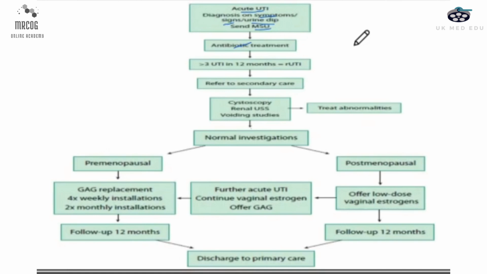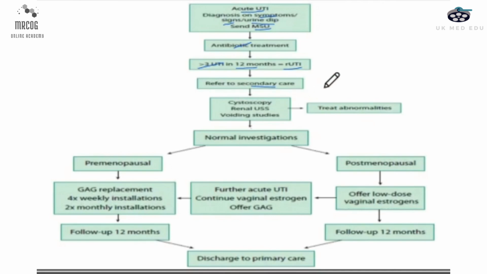Now, here is where it gets interesting. If the patient has had more than 3 UTIs within 12 months, we classify it as a recurrent UTI. So, what's the next step in recurrent UTI? We don't keep managing recurrent infections blindly. This is the point where we refer to secondary care for a proper evaluation. You have to maintain this step-by-step management.